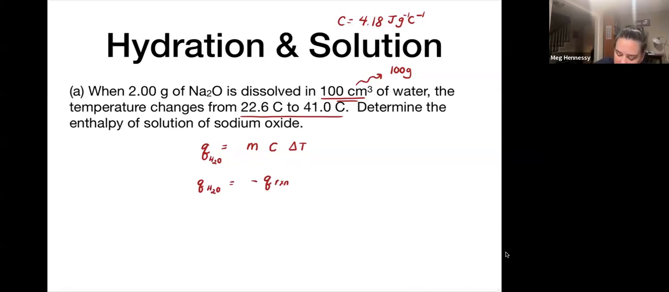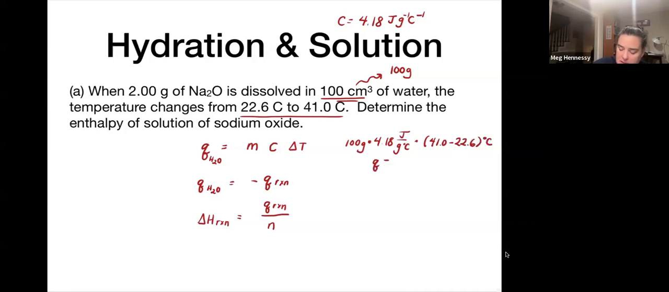And so I'm going to be able to figure out the delta H for my chemical reaction because it's going to be the amount of heat that was given off divided by the number of moles that reacted. So I think of this as a 3-step problem, and I'm just going to do the 3 steps with you. The heat that was absorbed by the water is going to be equal to 100 grams times 4.18 joules per gram degree Celsius times the change in temperature, which is going to be 41 minus 22.6.